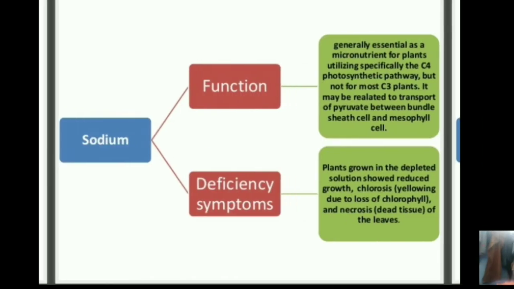When we see the sodium function, it is generally essential as a micronutrient for plants utilizing specifically the C4 photosynthetic pathways, but not for most C3 plants. It may be related to transport of pyruvate between bundle sheath cells and mesophyll cells. So this is important in the C4 cycle. When we see the deficiency symptoms of sodium, plants grown in a depleted solution showed reduced growth, chlorosis, yellowing due to loss of chlorophyll, and necrosis. Dead tissues of the leaves are observed.